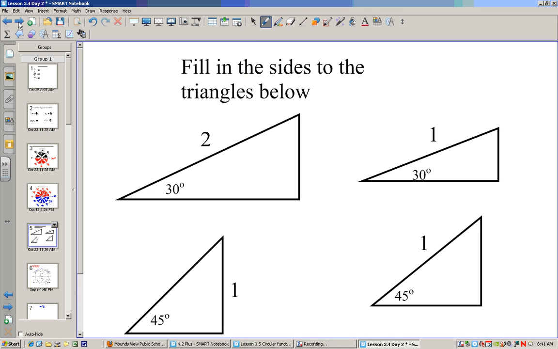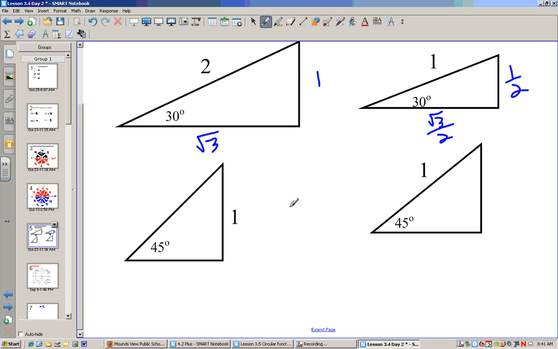All right, now we really need to know our triangles. 30, 60, 90 triangles: if the hypotenuse is 2, the short side is 1, and this side is root 3. Now if that hypotenuse turns to 1, this side turns to 1/2, and this side is root 3 over 2. Now if it's a 45, 45, 90 triangle, this side is 1, the other leg is 1, and the hypotenuse is root 2. But if I have my hypotenuse as 1, both these sides would be root 2 over 2.